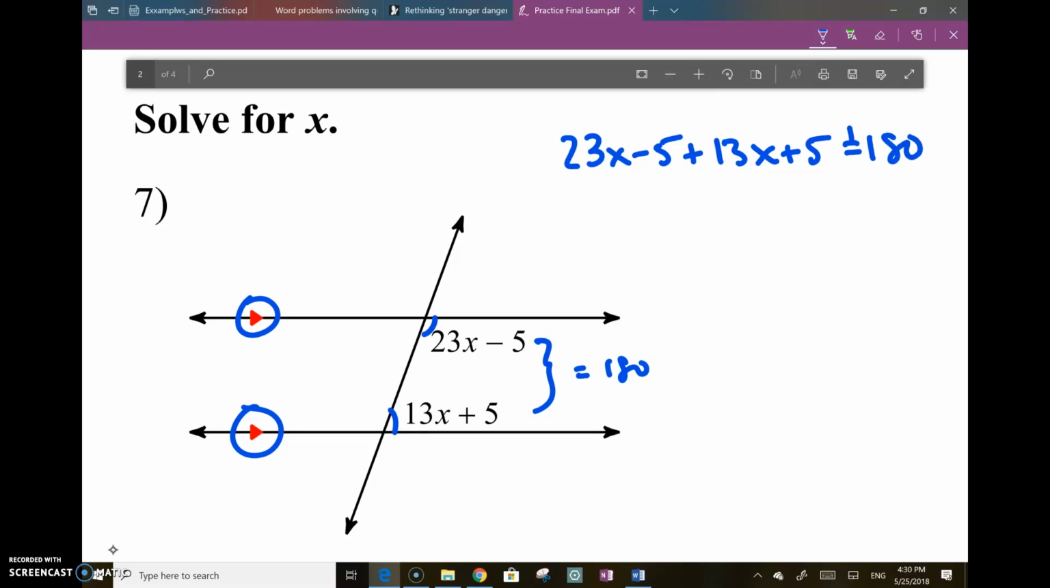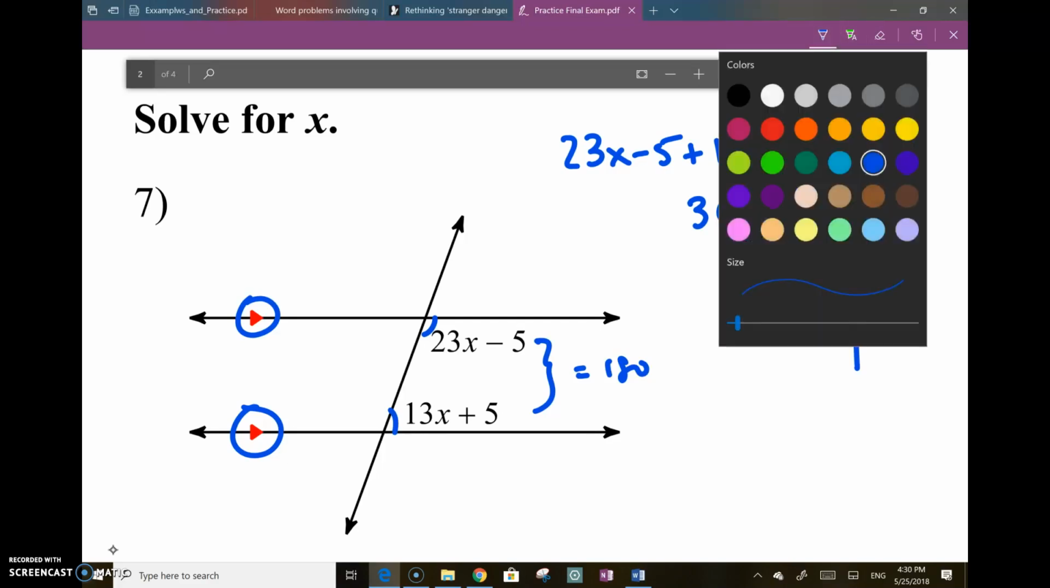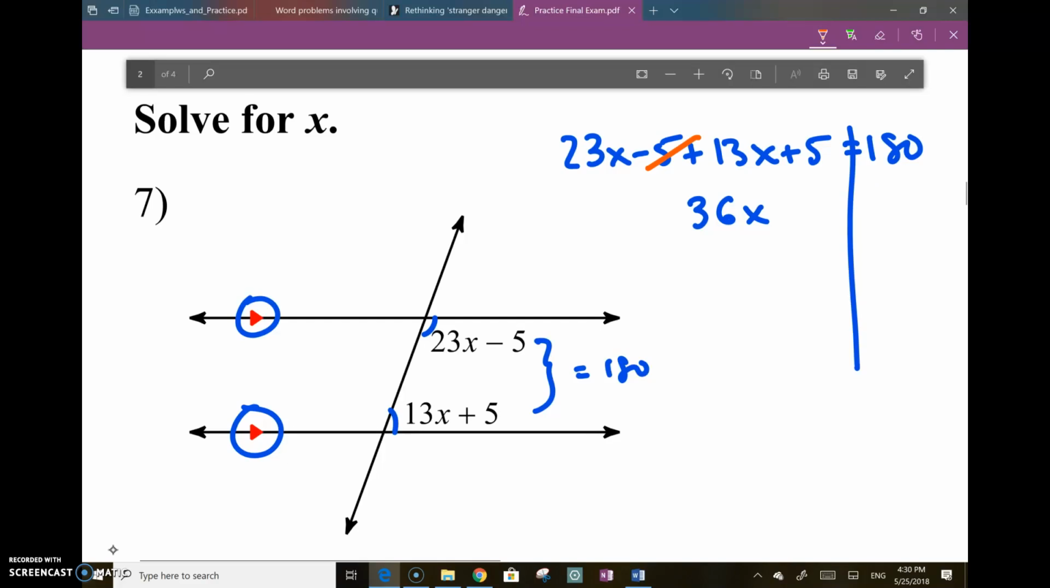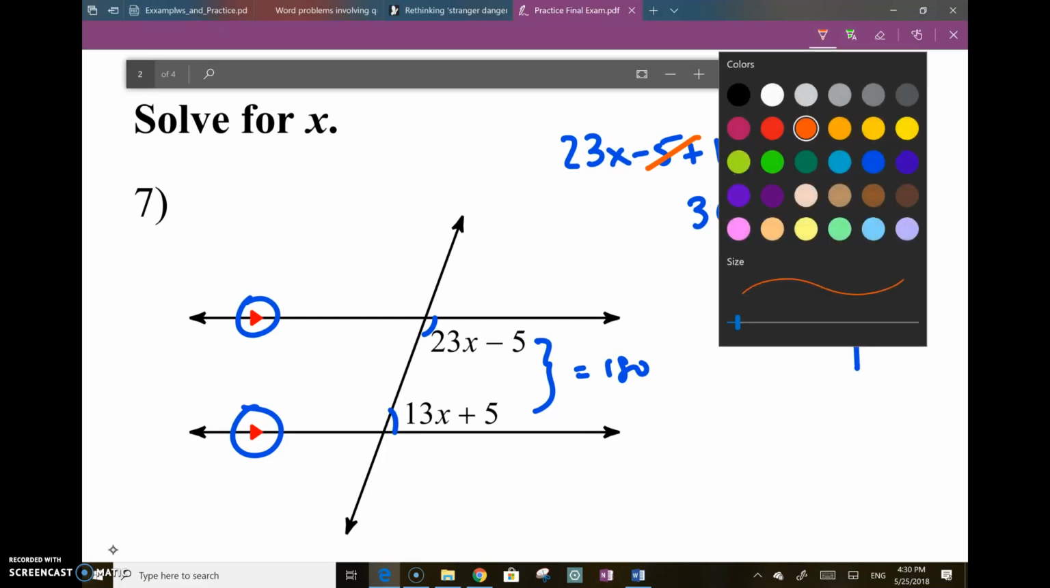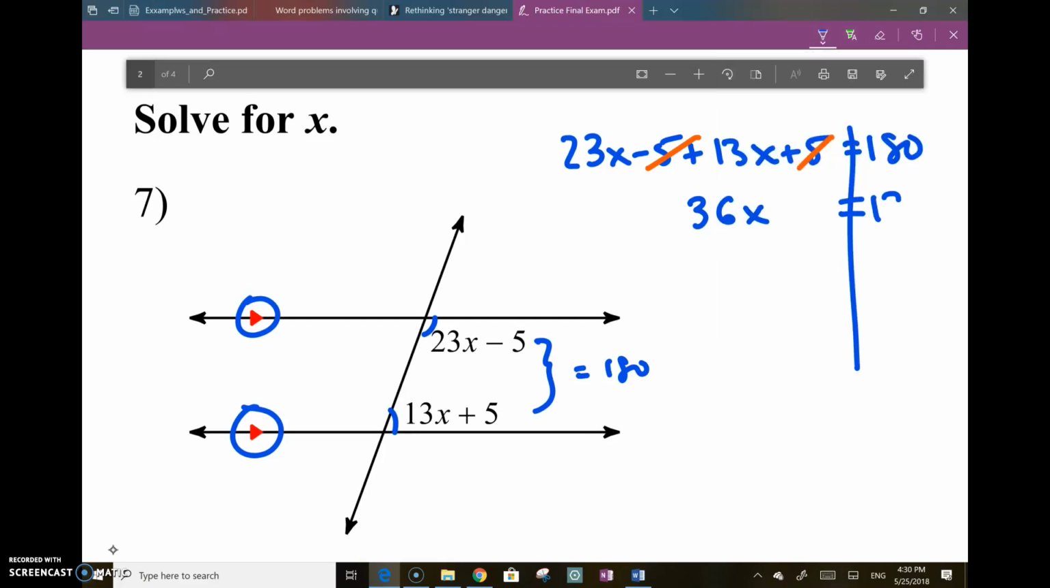And at this point, again, it's just back to algebra. So by just combining like terms and moving things around, you get, this would be 36x. The two 5s basically wipe each other out, right? And then you get 36x is equal to 180. And by dividing by 36, you should get the value at 5. So x is 5.